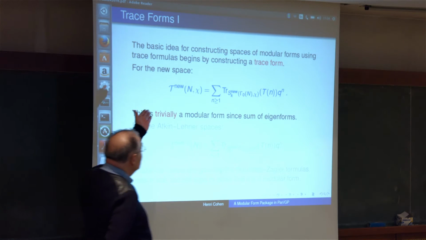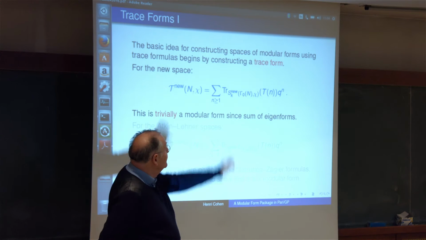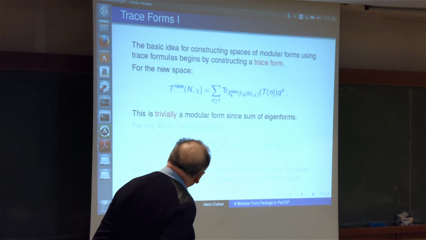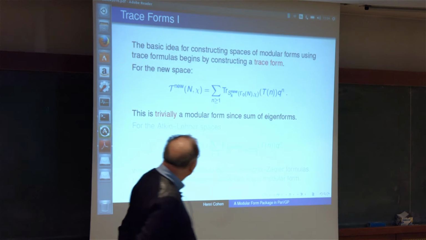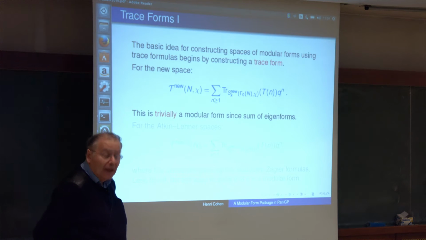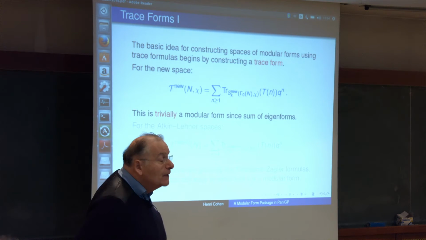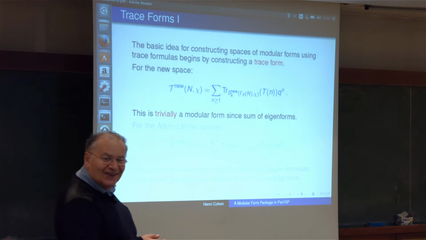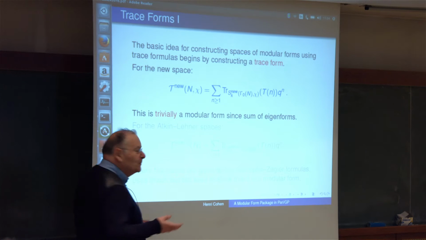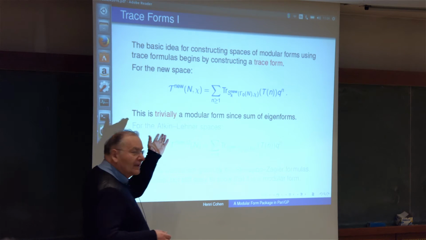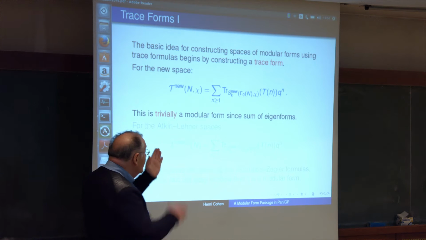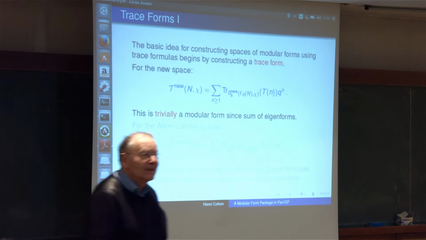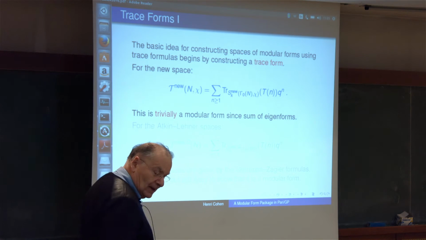So for instance, for the new space, you simply take the generating function of the traces over the space you're interested in of the Hecke operators times q to the n. That's what I call the trace form. And on the new space, I'm sorry, I'm speaking to people who know this theory, I'm sorry if you don't, it's completely trivial that this is a modular form because it's simply the sum of the eigenforms. I mean, there's no need to give a proof.